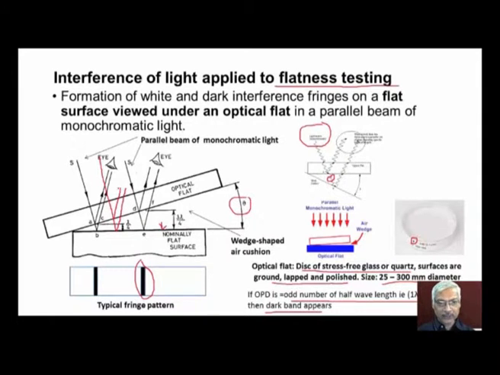Now let us assume that the optical path difference here is equal to an even number of half wavelengths, that is lambda, 2 lambda by 2 or 4 lambda by 2 or 6 lambda by 2, like that. Then the intensity of the resultant wave will be maximum, and we get a bright band here. So like this we get a fringe pattern. So this shows an optical flat, and these optical flats are commercially available in different sizes.